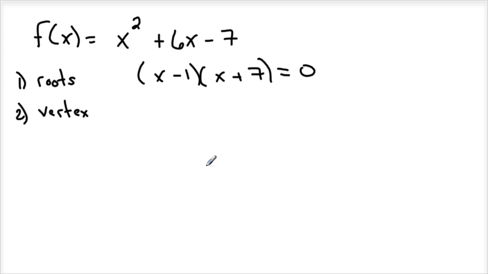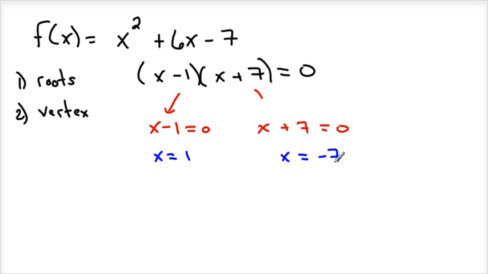My next step, take each factor, set equal to 0, so take my x minus 1, set equal to 0, take my x plus 7, and set equal to 0 as well. Solve each one individually. We get x equals 1 and x equals negative 7. So my two roots are 1 and negative 7. When x is 1, y is 0. When x is negative 7, y is also 0. So these are both my x-intercepts.